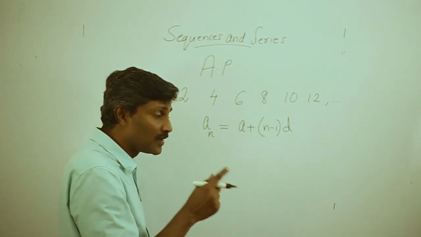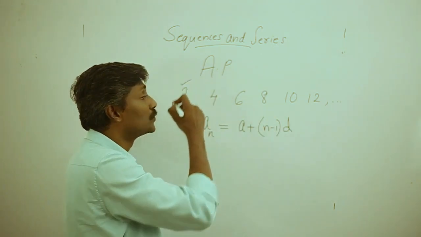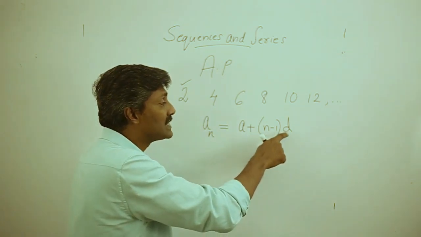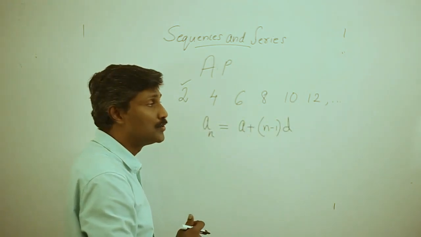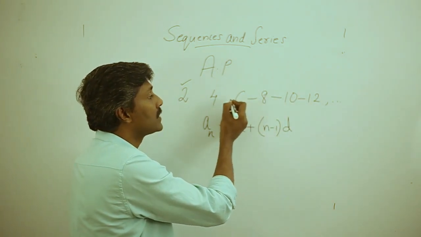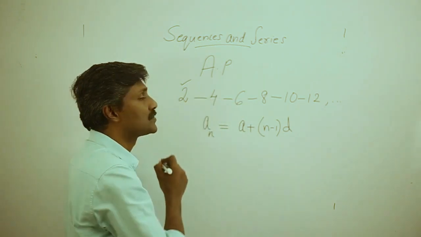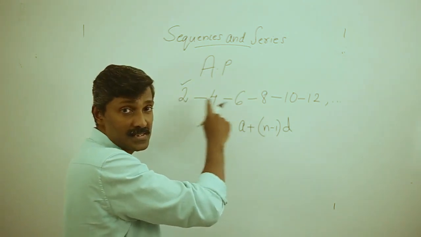Now what is a? A is the first term. So in this example, a is 2. It is the first term. And what is d? D is the common difference. Again, in this example, the common difference is 2. It is 12 minus 10 or 10 minus 8 or 8 minus 6 or 4 minus 2. All these yield the same value 2. So 2 is the common difference in this example.